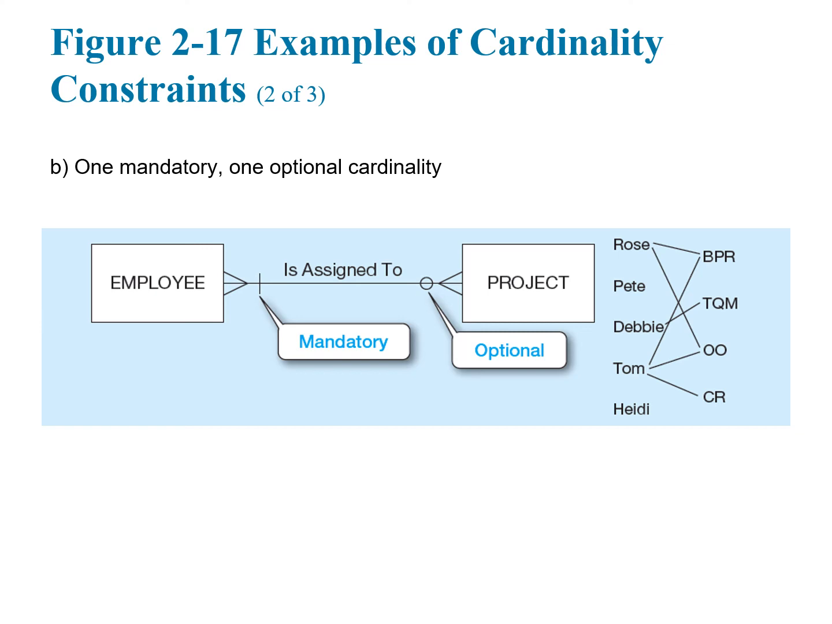So this figure shows a binary many-to-many relationship. In this case, one side is mandatory and the other is optional. Here, every project must have at least one employee assigned to it, but it is possible for an employee not to be assigned to any project.